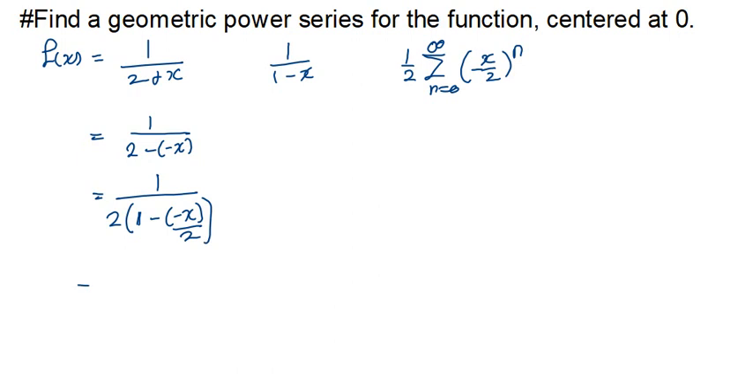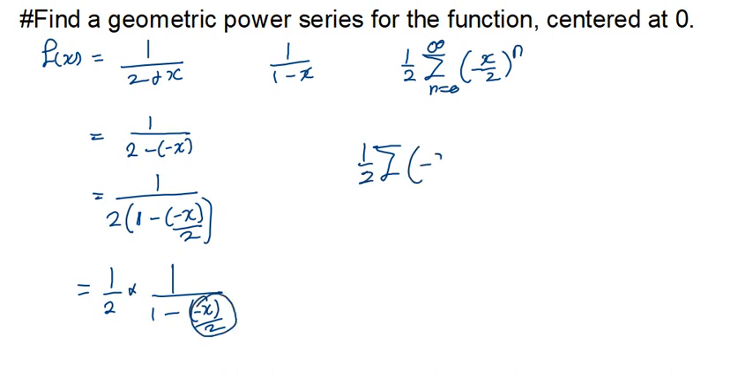So now this can be written in a much more desirable way, such as 1 over 2 multiplied by 1 over 1 minus x over 2. And that happens to be 1 over 2. So you're going to write this part.